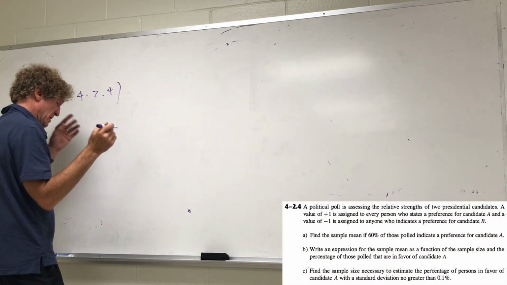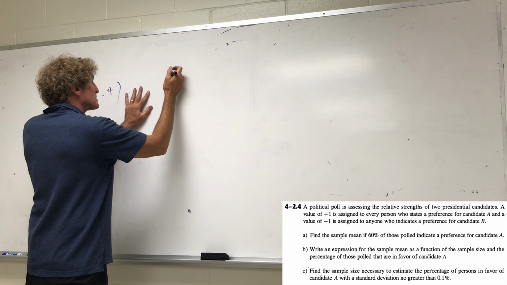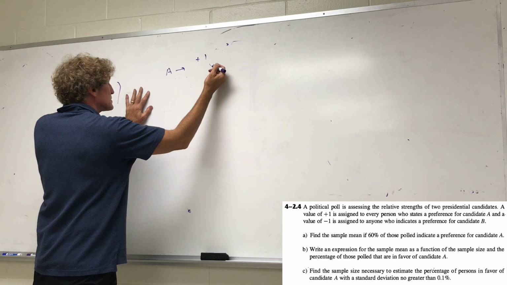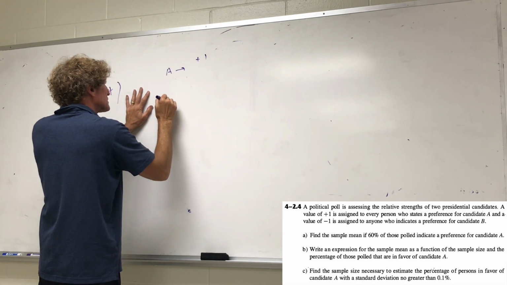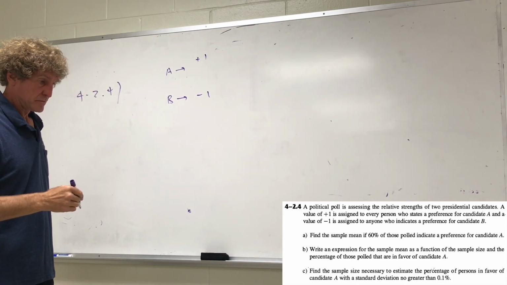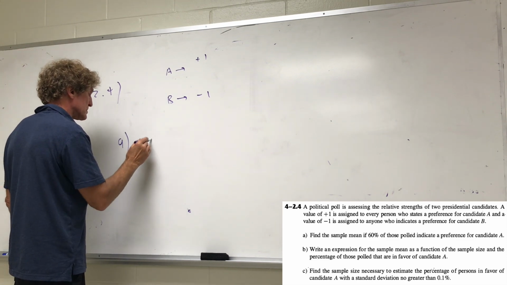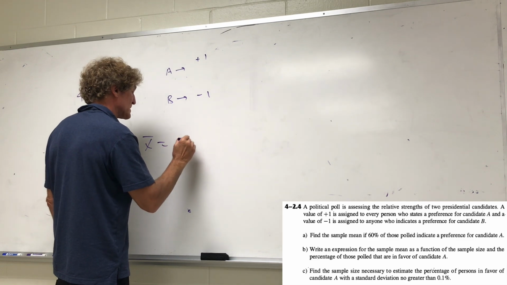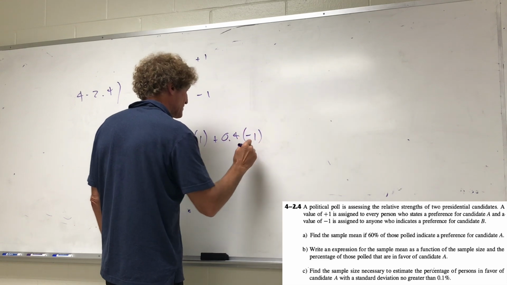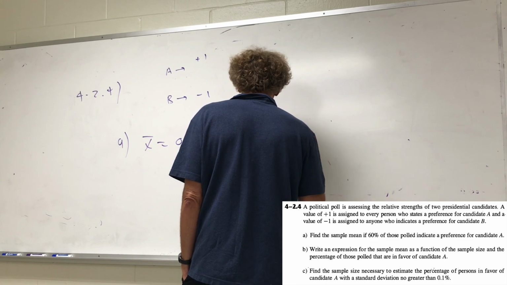4-2.4. Okay, go ahead. A political poll is assessing the relative strengths of two presidential candidates. A value of +1 is assigned to every person who states a preference for candidate A, and a value of -1 is assigned to anyone who indicates a preference for candidate B. Part A, find the sample mean if 60% of those polled indicate a preference for candidate A. This is going to be 0.6 times 1, plus 0.4 times -1. And if you look at that, what is that? You got 0.2 should be the answer.